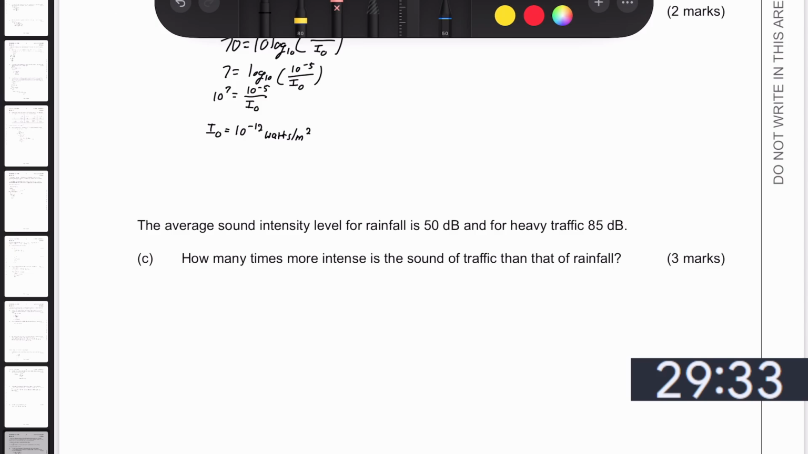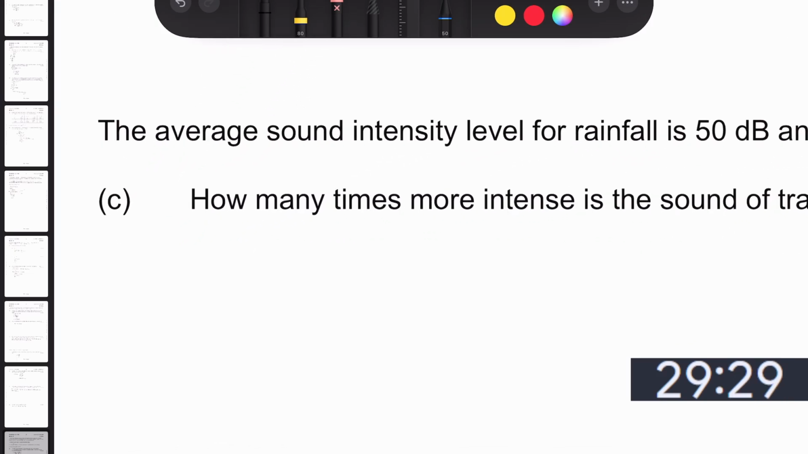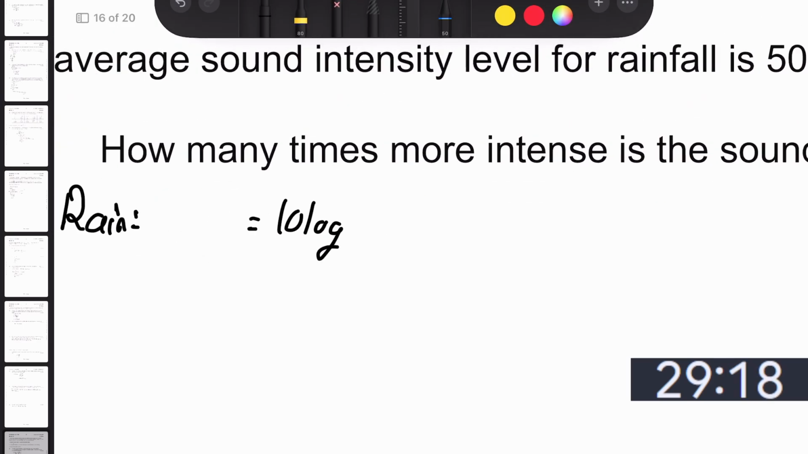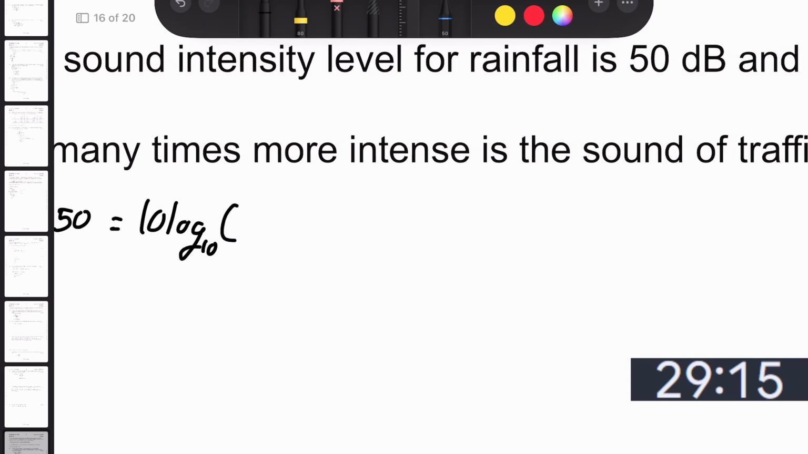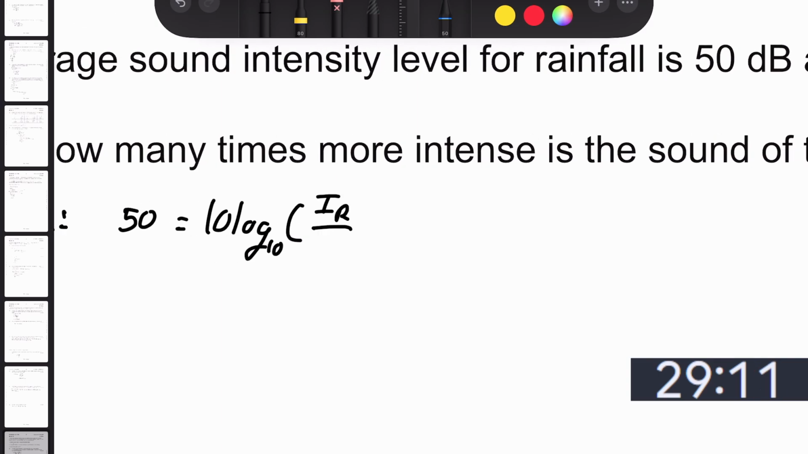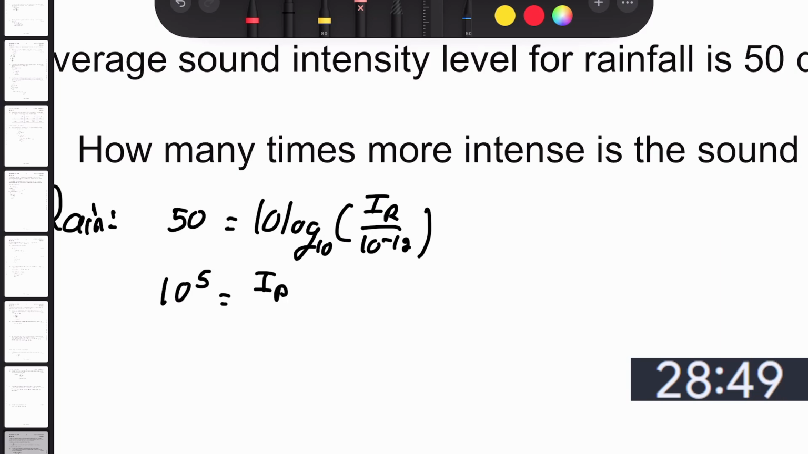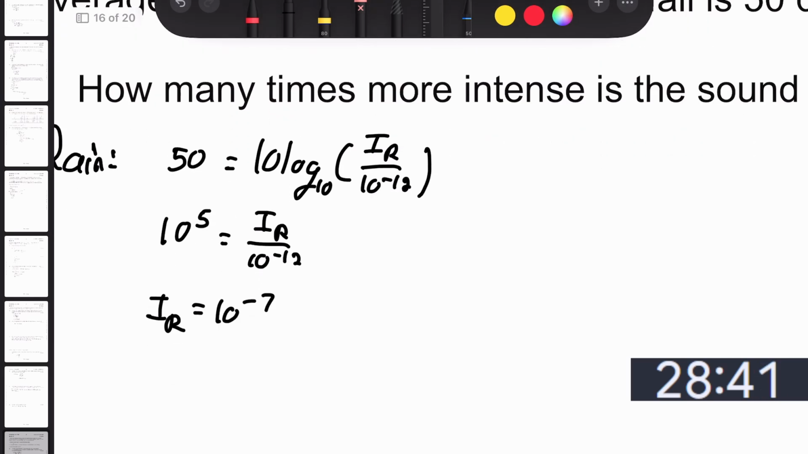The average sound intensity level for rainfall is 50, and for heavy traffic is 85. So rain: L is equal to 10 log of IR over 10 to the negative 12, so 10 to the 5 equals IR over 10 to the negative 12. So then IR is equal to 10 to the negative 7.